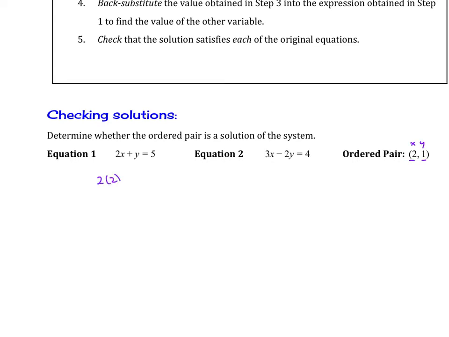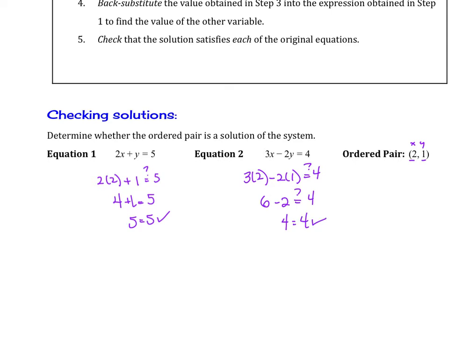So 2 times 2 plus 1, does that equal 5? 2 times 2 is 4, plus 1, that is definitely 5. Then we check in the other equation: 3 times 2 minus 2 times 1, does that equal 4? So that's 6 minus 2, and we find that 4 does equal 4. Therefore, this ordered pair is a solution of the system.